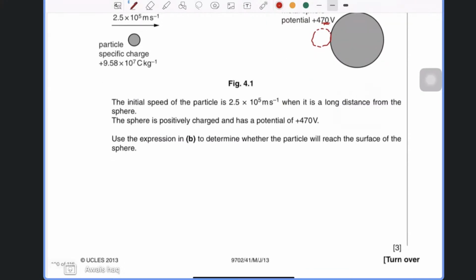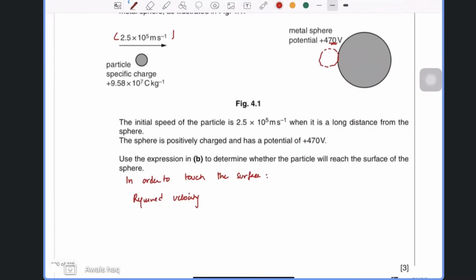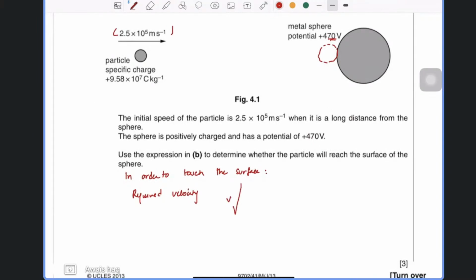So in order to touch the surface, we need to find the required velocity. All right, so we're not going to use this velocity because that's the initial one. We can compare it later on, and because the expression was already given, we know the expression is v equals root of 2Vq over m, like that.